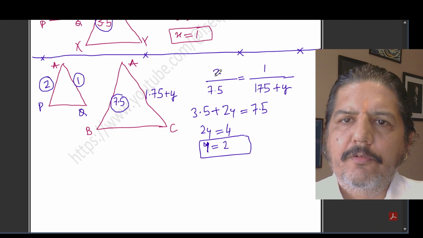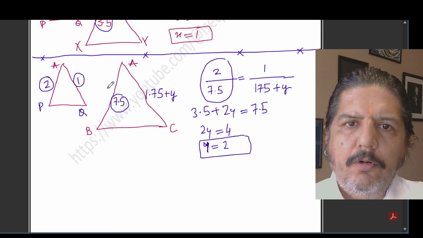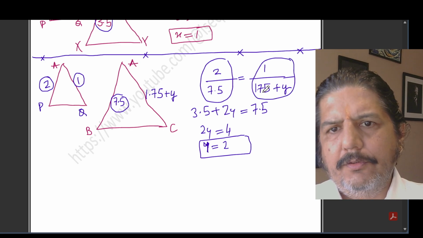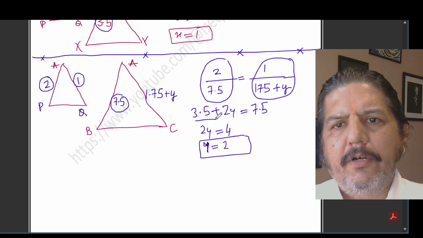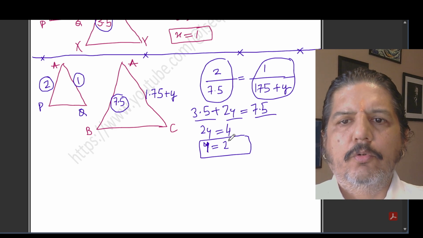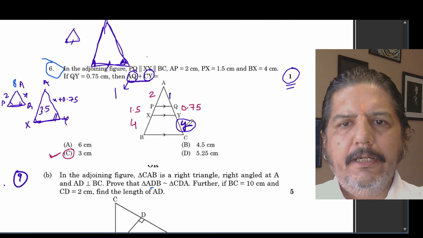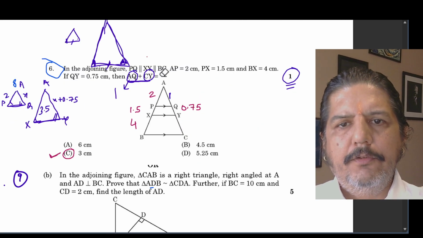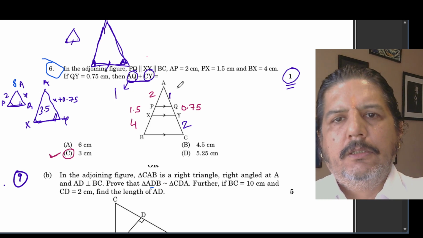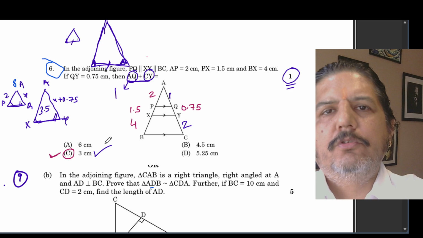So 2 upon 7.5, this is the ratio of the corresponding sides, equals 1 upon 1.75 plus y. Then I cross multiply. This is 2 into 1.75, which is 3.5. 2y is equal to 7.5 minus 3.5, so 2y is equal to 4, y is equal to 2. So y is equal to 2 and x is equal to 1. So AQ plus CY is 1 plus 2, and that is equal to 3.